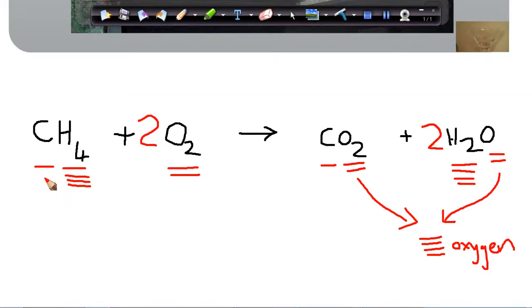Let's run through and check it. 1 carbon on this side, 1 carbon on that side. The carbons are happy. Okay, 4 hydrogens here, 2 H2O. So 2 lots of H2, 4 hydrogens on this side, yep, 4 on that side. Okay, 2 O2s, so that's actually now 4 oxygens. So we've got 4 oxygens here, 2 lots of 2 is 4 oxygens, and over here I've got 2 oxygens here, 2 oxygens here, 4 oxygens, so this is now balanced too.